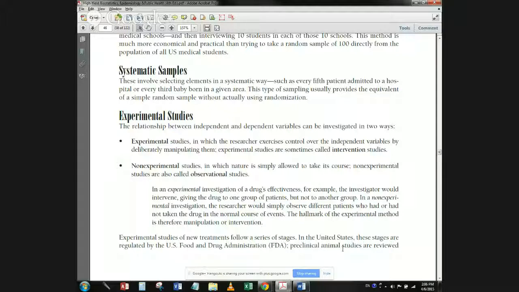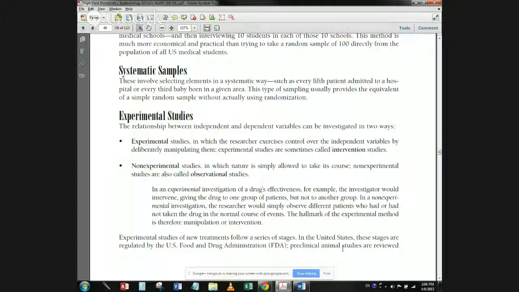Experimental studies. The relationship between independent and dependent variables can be investigated in two ways. Experimental studies, in which the researcher exercises control over the independent variables by deliberately manipulating them. Experimental studies are sometimes called intervention studies. Non-experimental studies, in which nature is simply allowed to take its course. Non-experimental studies are also called observational studies.